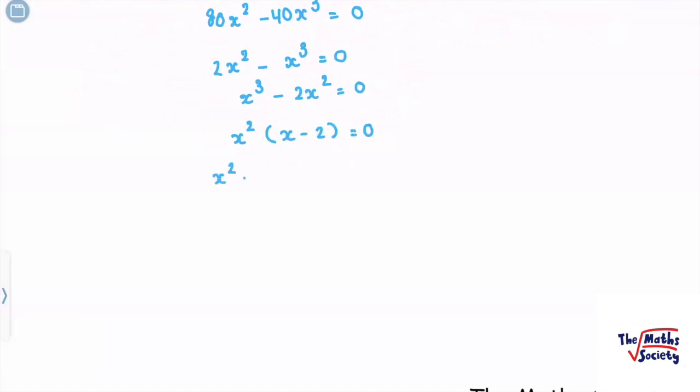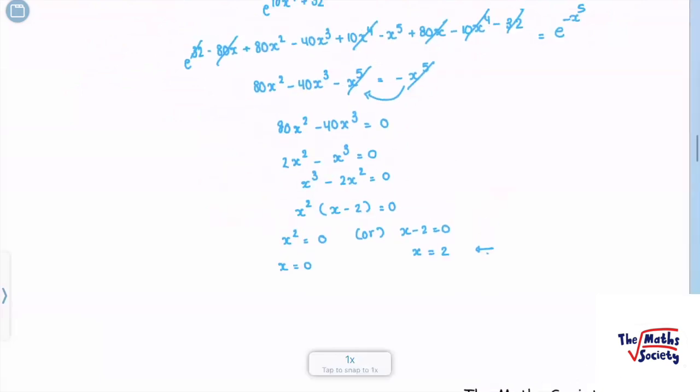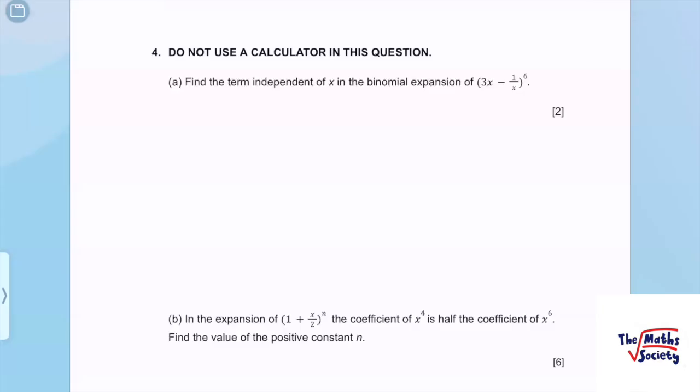So x squared is equal to 0. So it's going to be x equal to 0. Or x minus 2 is equal to 0. And x becomes equal to 2. And that's going to be 2 of your x values. Okay, so now on to question 4.